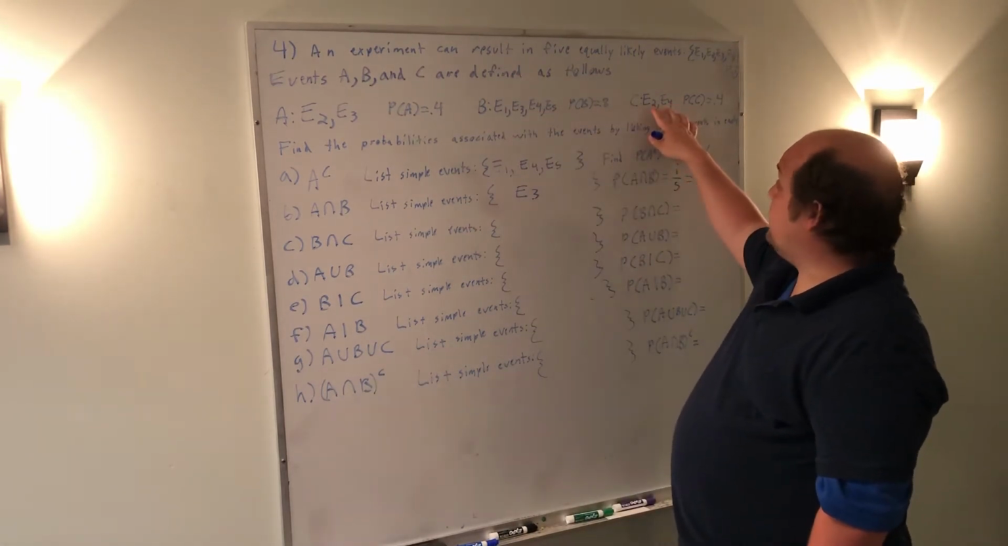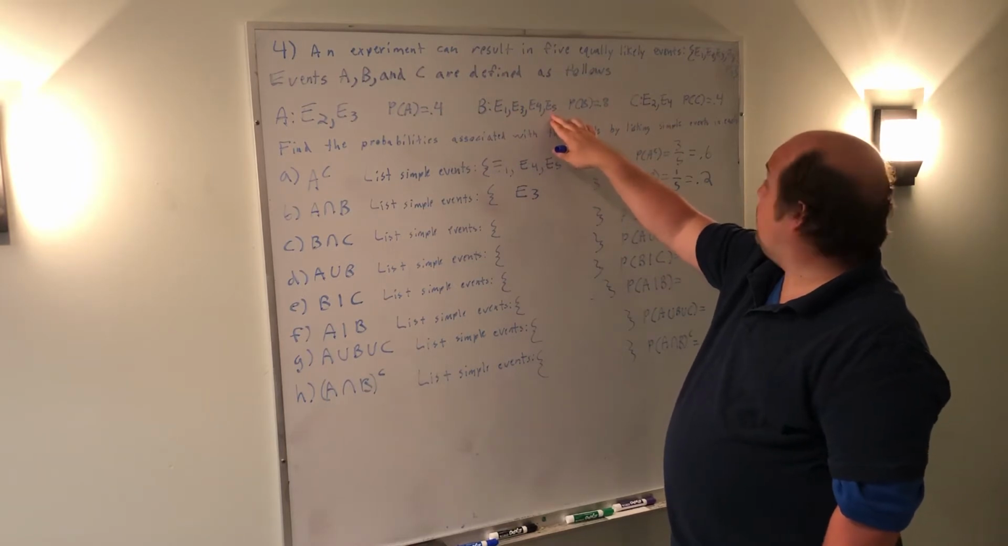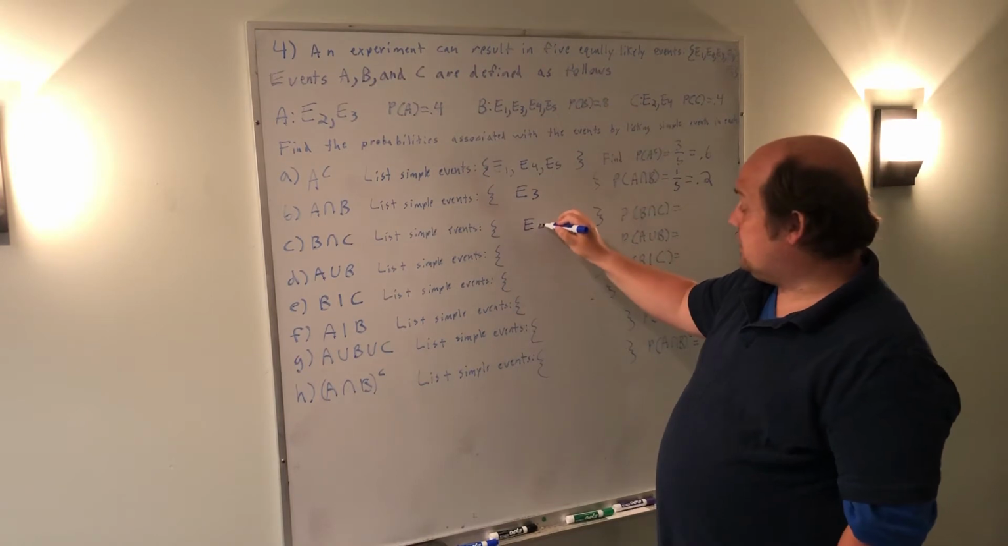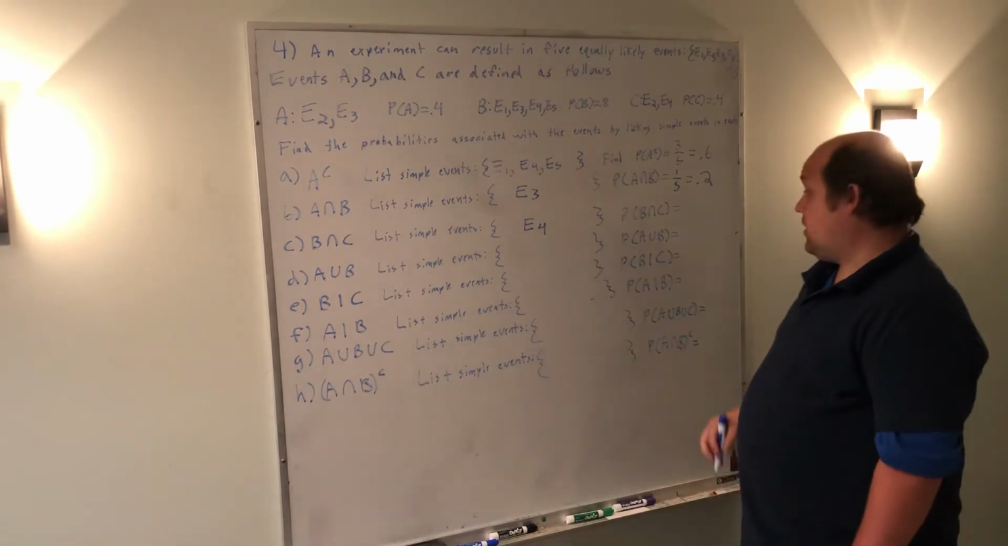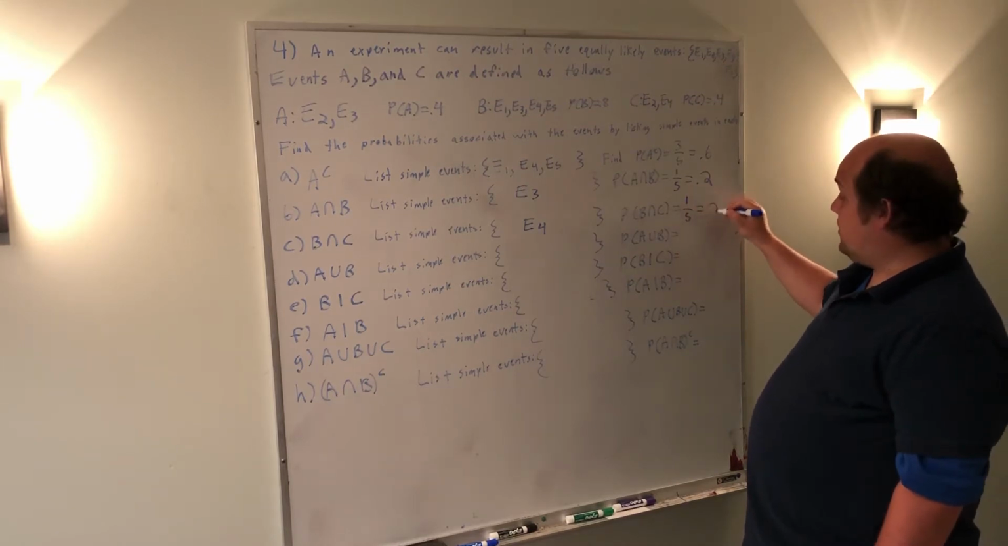For B intersect C, we're looking at these 2 lists. E2 and E4 are in C. E1, E3, E4, and E5 are in B. The only overlap is E4. So E4 is the simple event that's in the intersection. It occurs with probability 1 out of the 5 possible events, 0.2.